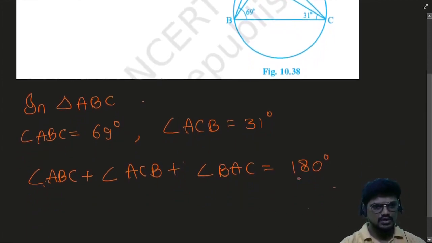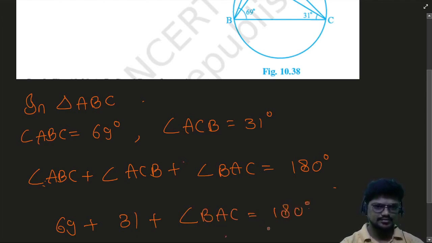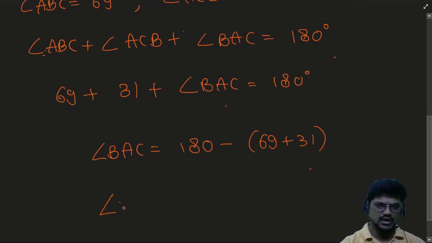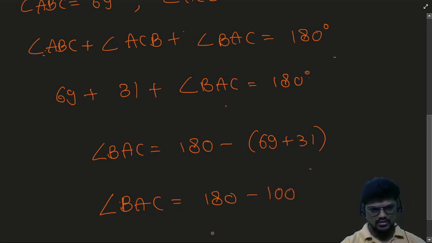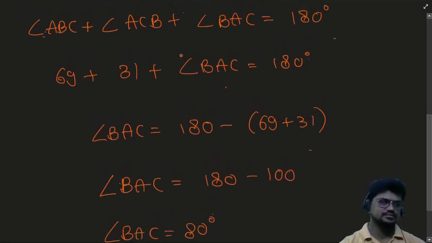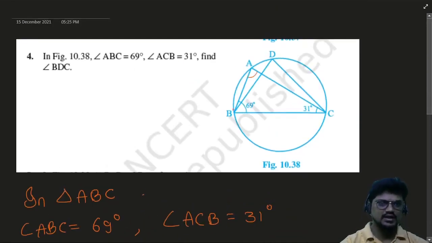Yeah, it will be equal to 180 degrees. So in triangle ABC, 69 plus 31 plus angle BAC is equal to 180 degrees. So angle BAC will be equal to 180 minus 69 plus 31. Angle BAC will be equal to 180 minus, this 9 plus 1 is 10, and this is 9 and then 10. So angle BAC is 80 degrees. We got that this angle is 80 degrees.